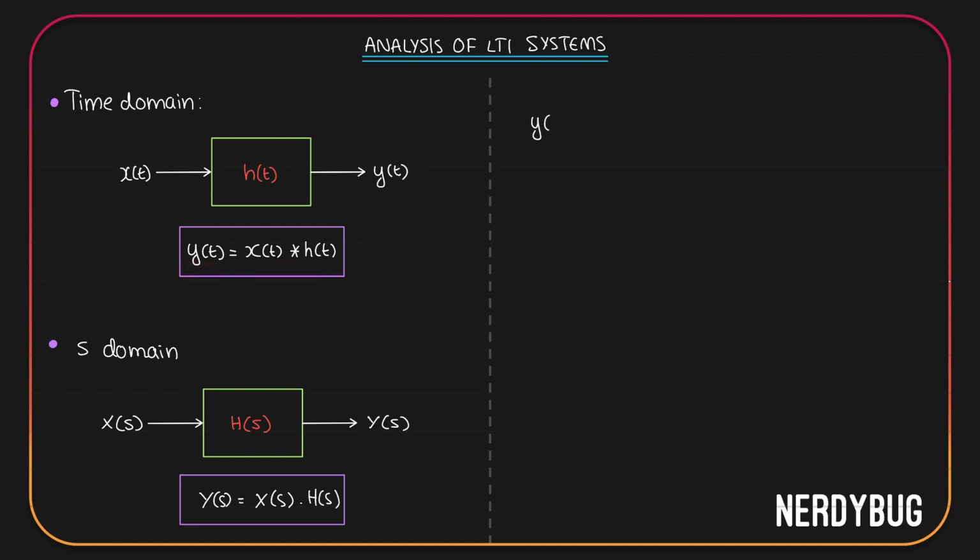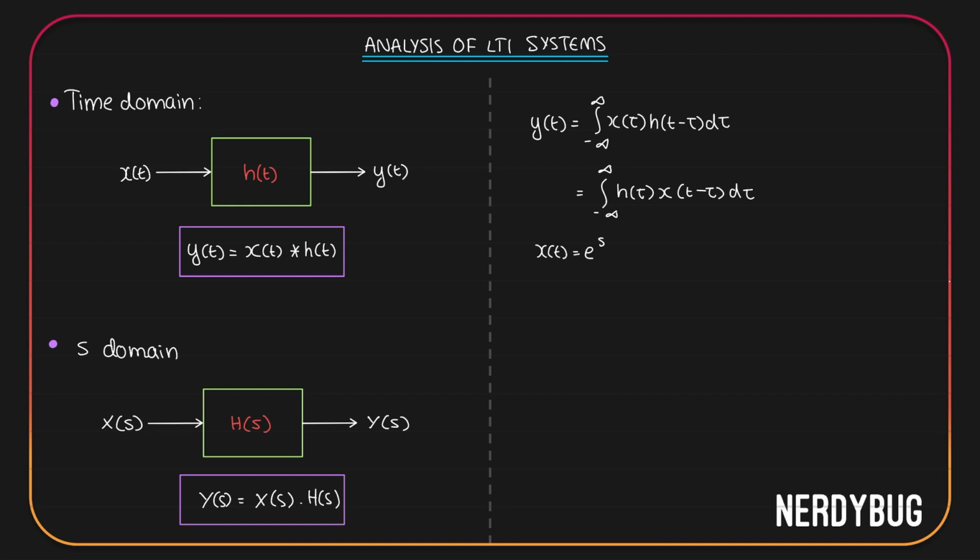So we can write y of t is equal to integral from minus infinity to infinity x of tau h of t minus tau d tau. But we know the order of convolution does not matter. Convolution of x of t and h of t is the same as convolution of h of t and x of t. So this will be equal to integral from minus infinity to infinity h of tau x of t minus tau d tau.